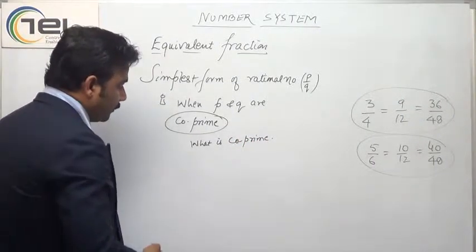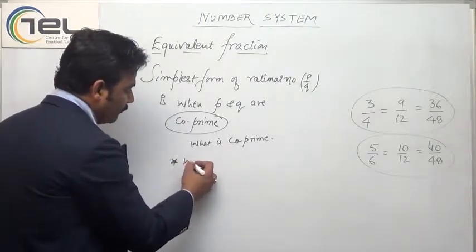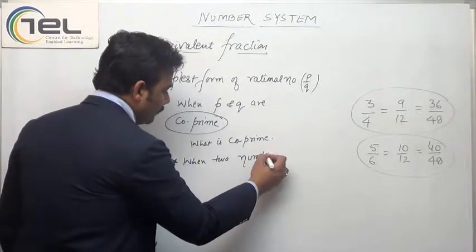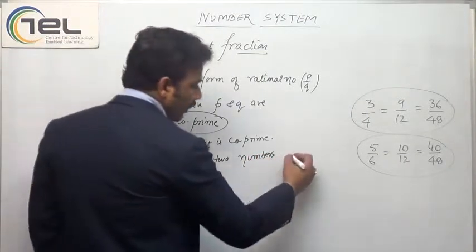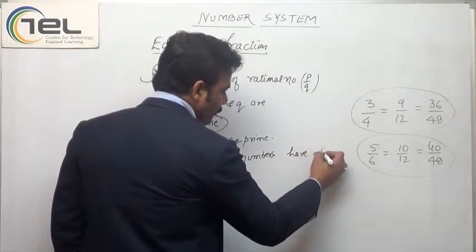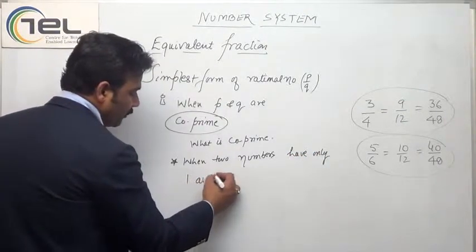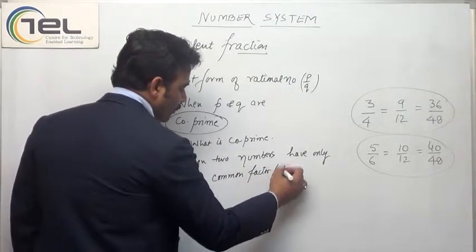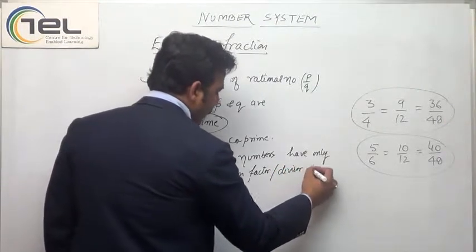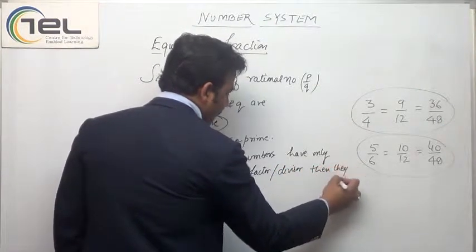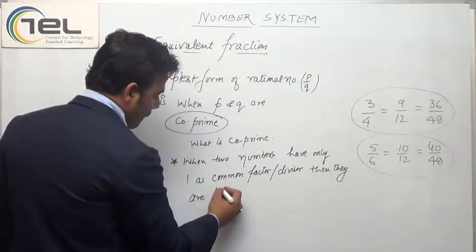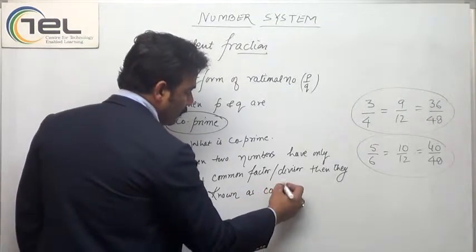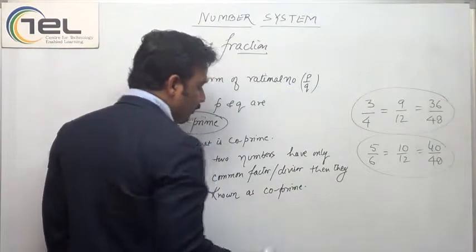The answer is, when two numbers have only one as a common factor or divisor, then they are known as co-prime. It doesn't mean whether they are prime or composite.